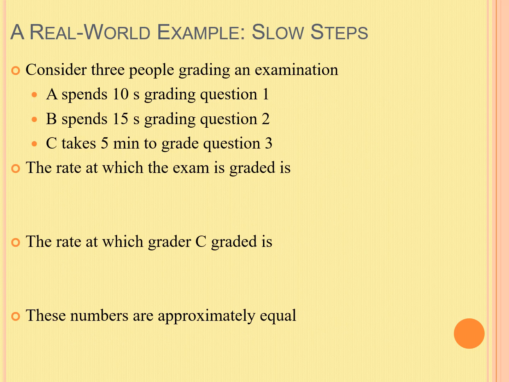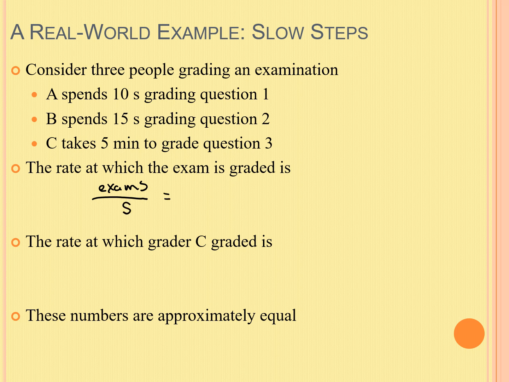Let's do my real world example here where we have 3 people grading an exam. Person A takes 10 seconds grading question 1. They hand it off to person B, who spends 15 seconds doing question 2. And then they hand it off to person C, who takes 5 minutes to grade question 3. It says the rate at which the exam is graded is, all right, so the rate is going to be exams per, say, let's do this in seconds.